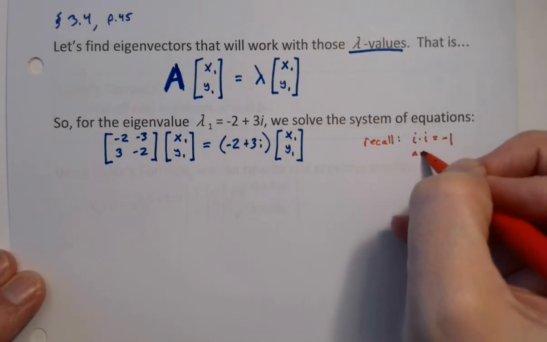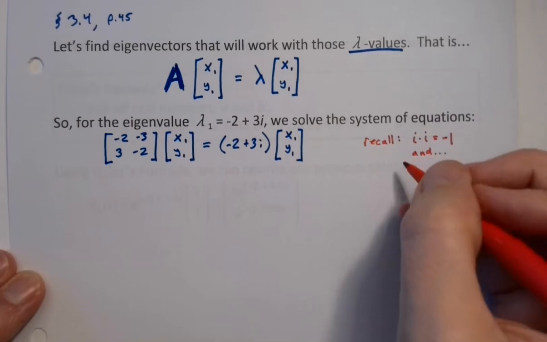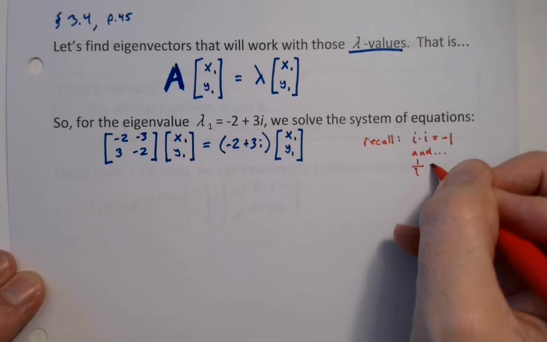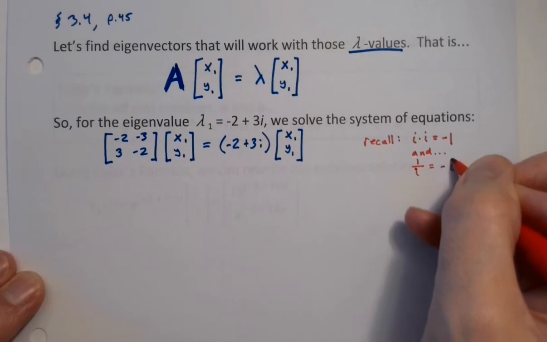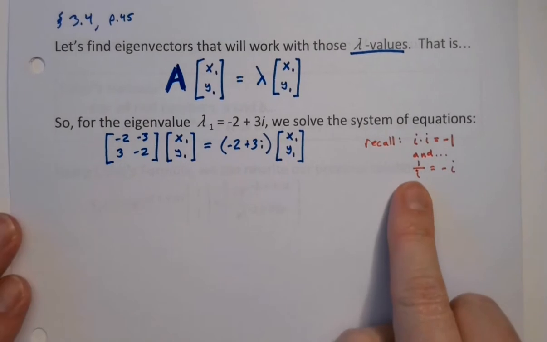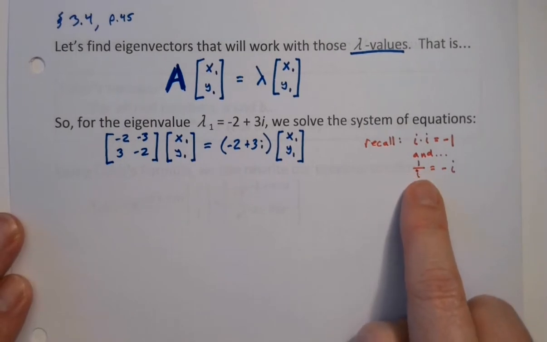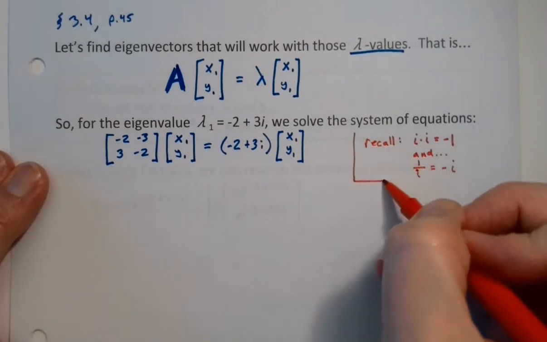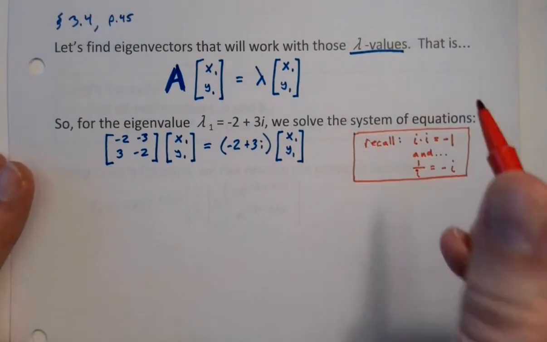And 1 over i is equal to -i. And if you want kind of proof for where that comes from, if you imagine multiplying top and bottom by i, in the denominator you'd have -1, and the top you'd have i, so it would be -i. So that's an important thing for us to keep in mind. This is kind of the rules of the road when dealing with imaginary numbers.